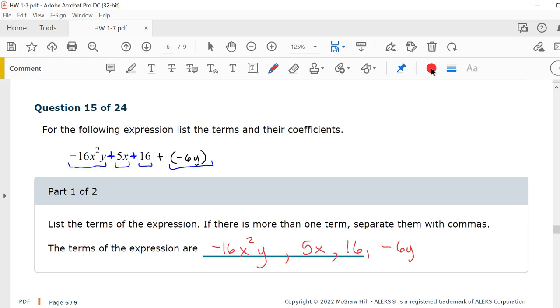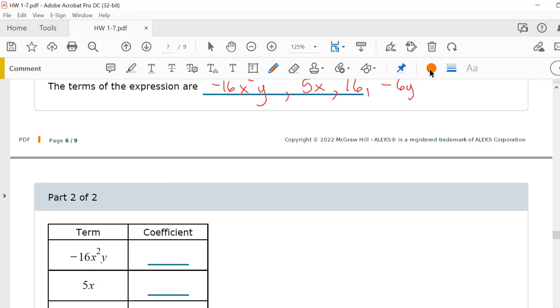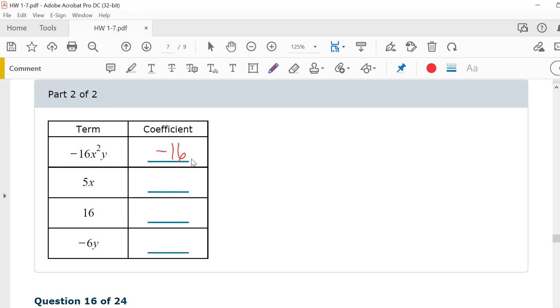Now, what is the coefficient? The coefficient is just the number. So, for the negative 16 x squared y, the coefficient would be negative 16. For 5x, the coefficient would be just 5. For 16, the coefficient is 16. And for negative 6y, the coefficient would be negative 6.